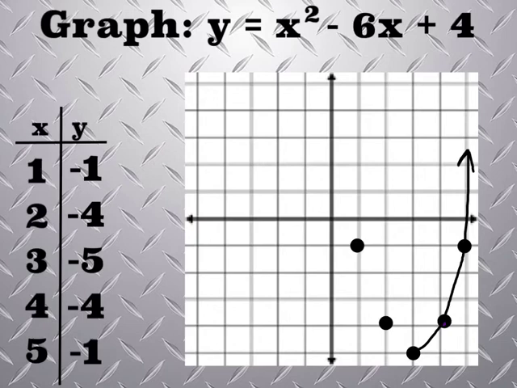Then I'll go ahead and I draw my line through those points. Remember, this is a parabola. It is not an absolute value function, so it should not look like a V.